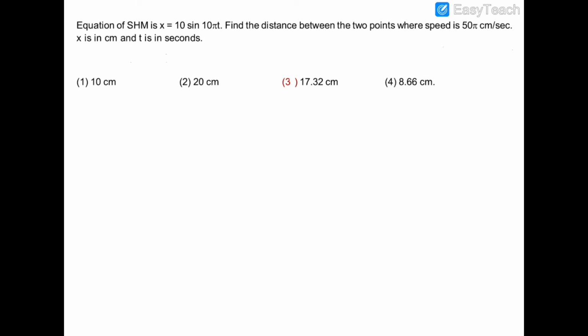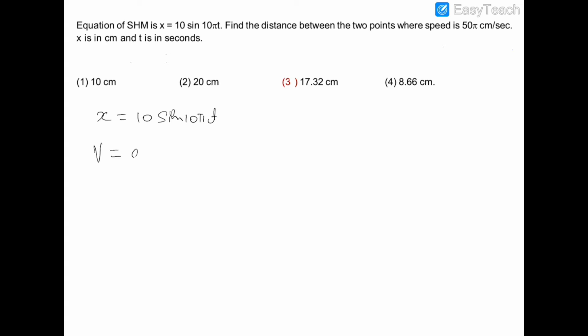In this question, the equation of a SHM is given as x is equal to 10 sin 10 pi t, and we have to find out the distance between such 2 points where the speed of the particle would be 50 pi centimeters per second. It is given that x is in centimeters and t is in seconds. So let us first of all find out the speed function.